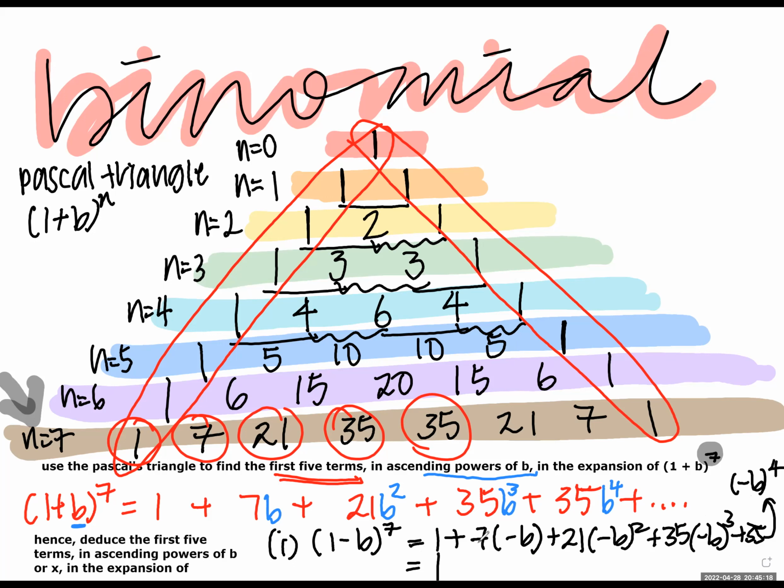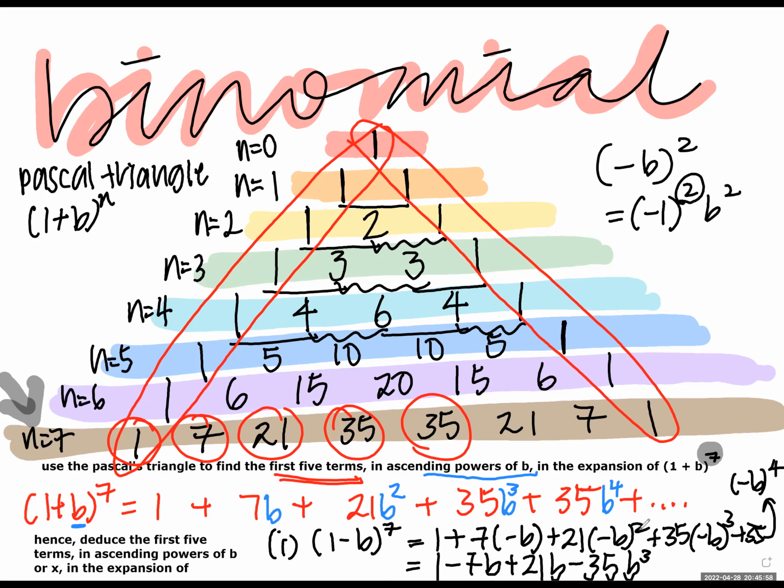So let's do it. This is 1. Can you see? Positive and negative will just give me minus 7b. Plus, now this one, always take note, when I take negative b squared, it will be positive, because it's a negative 1 squared b squared. Whenever you take a negative number and square it, an even power, it will be a positive answer. So it will be plus 21b squared. Plus, can you see here's a negative and it's cubed. If you cube a negative, it will be a negative number. So it will not be plus 35b cubed, it will be minus 35b cubed.